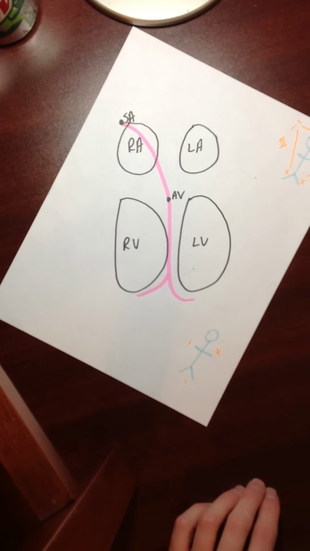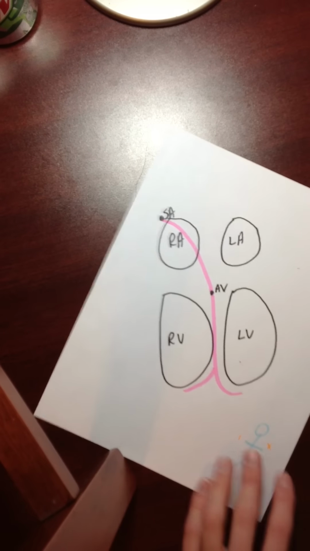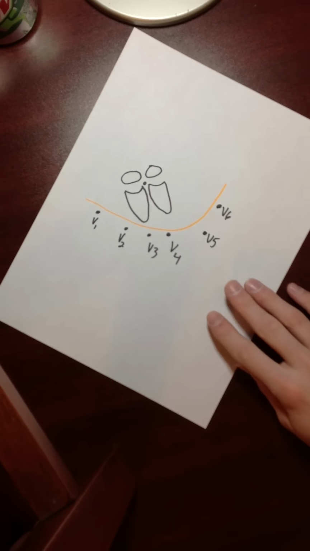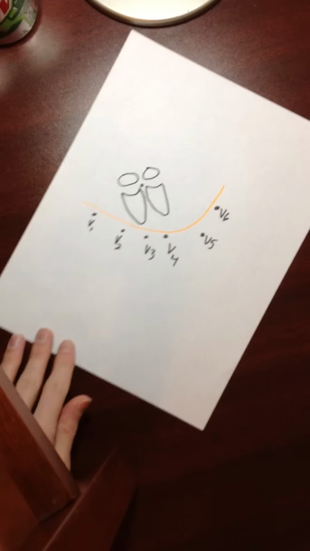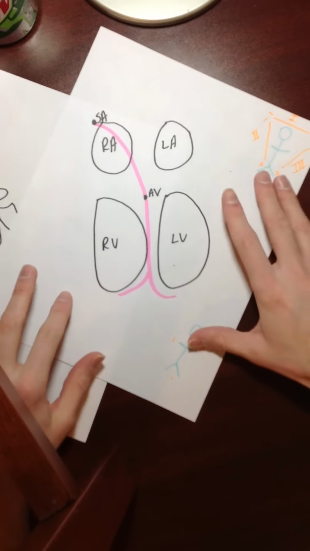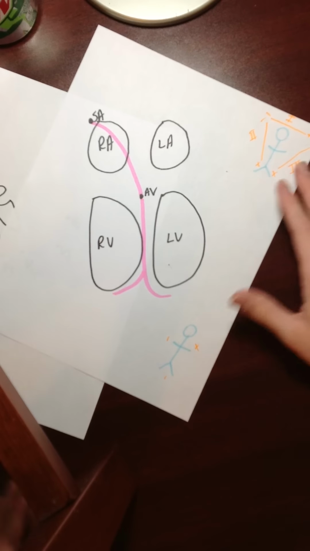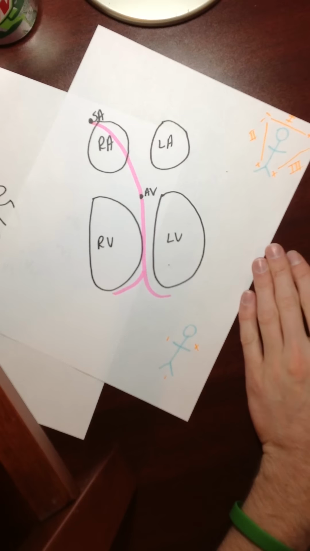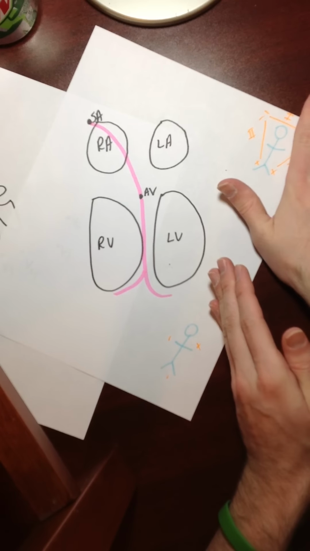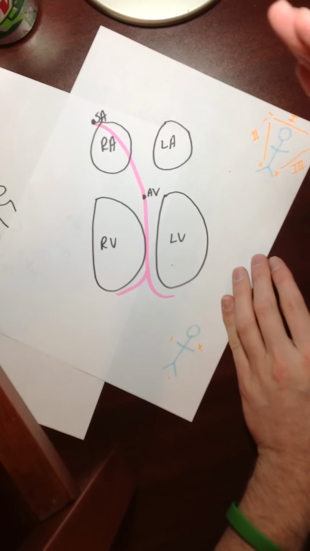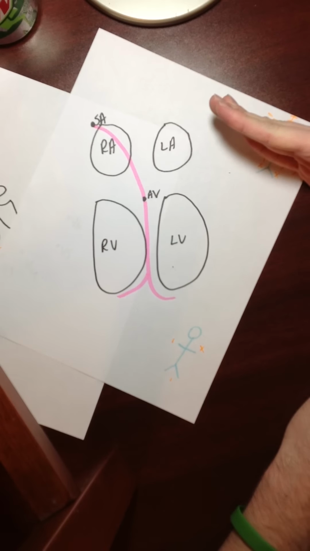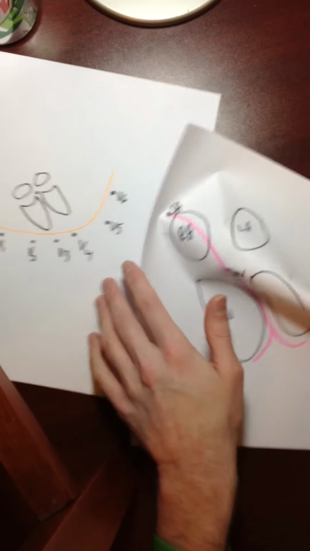That's why. Okay. So the other leads to actually look at are V1 through V6. Now, the whole point of these leads here was to take the person and look at the heart in this plane. Well, what if we want to look at the heart in this plane here? Well, that's what we have here.